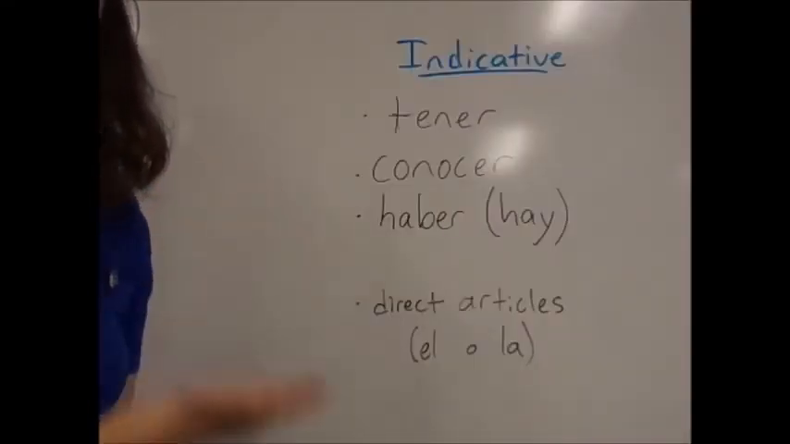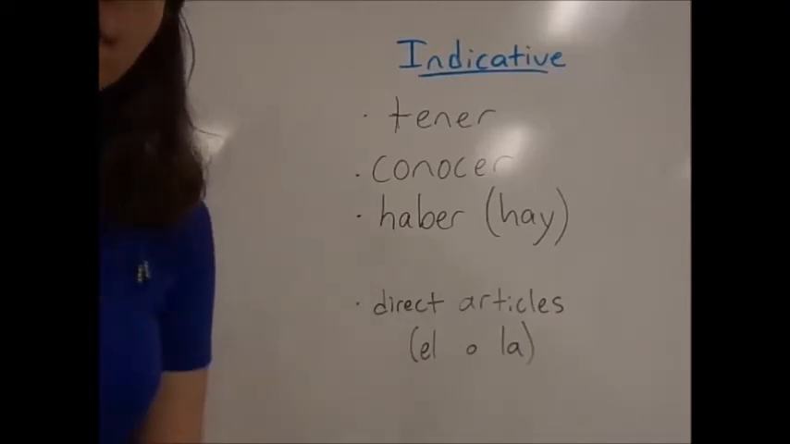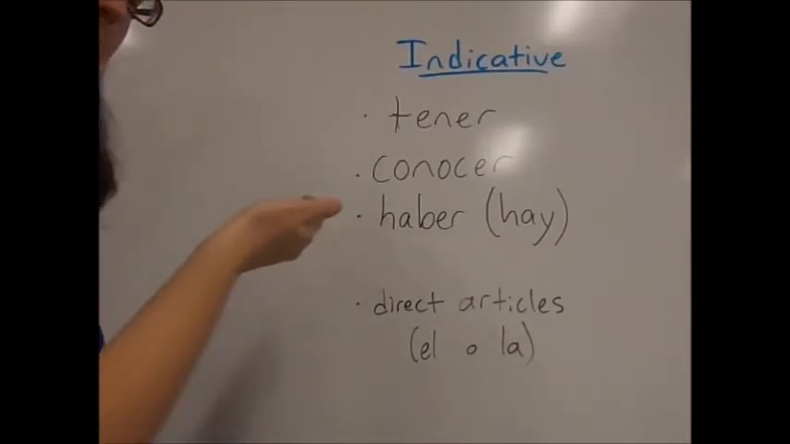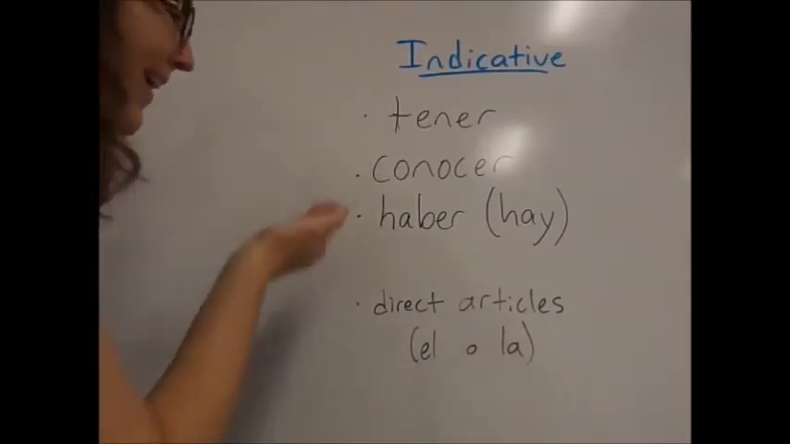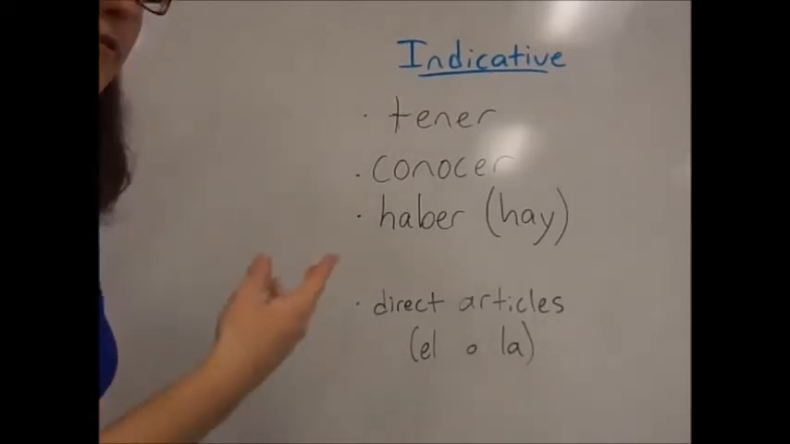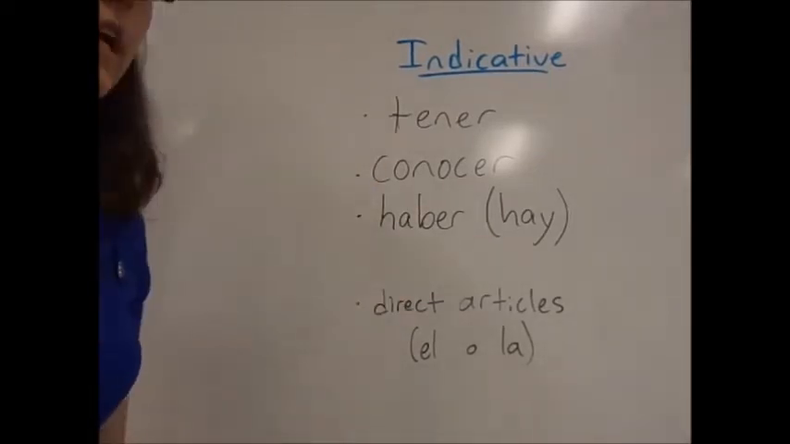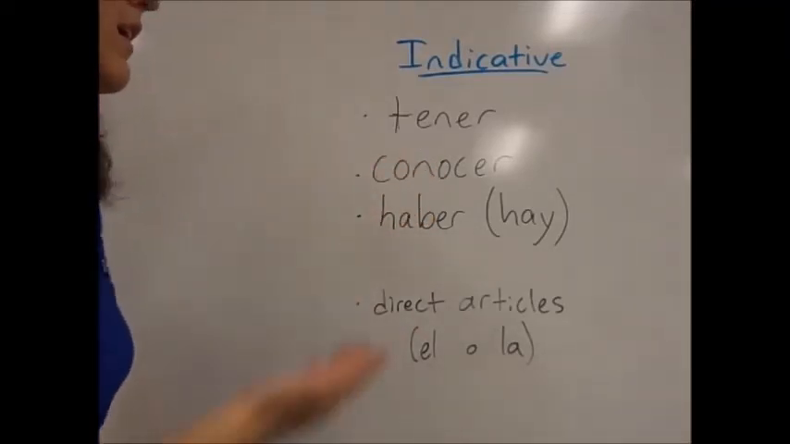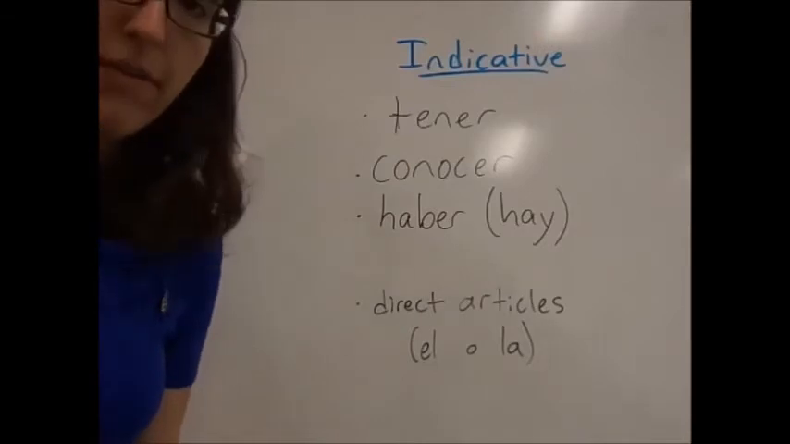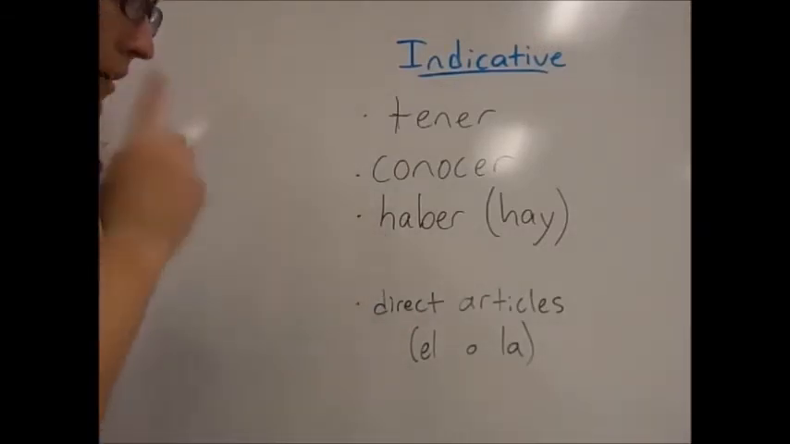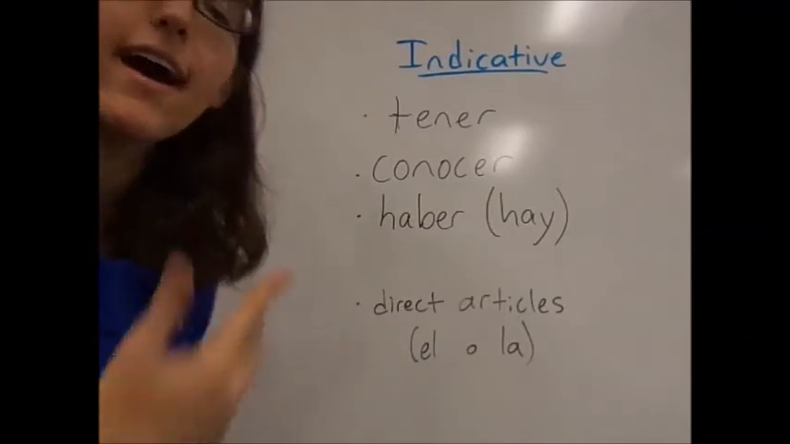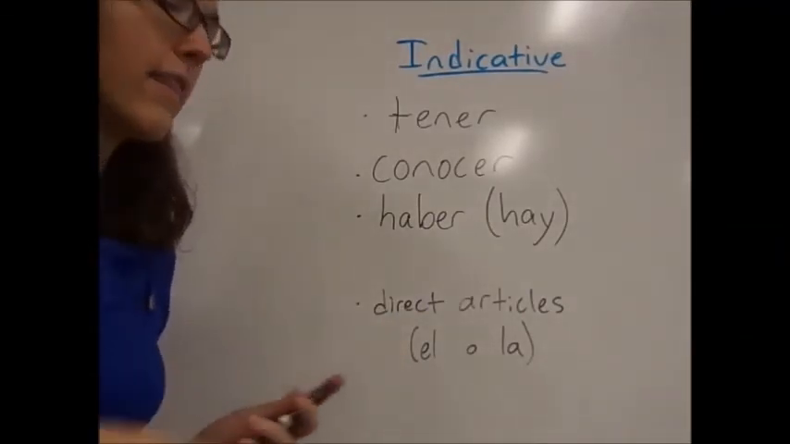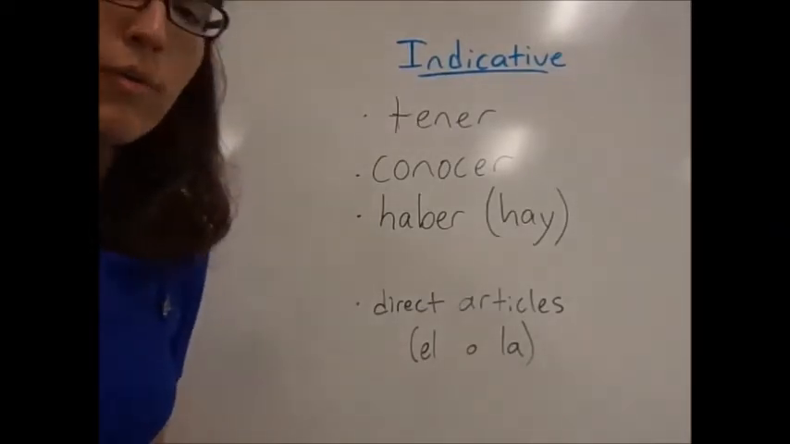Here are some verbs that are commonly used when setting up adjective clauses. In other words, these verbs go in the first part of the sentence. Tener, conocer, and haber. You could say, I have a friend, or she has a friend, or you have a cat. If you know somebody, obviously it's indicative because you know they exist. And then finally, haber, the form that you're familiar with is hay. That means there is or there are. So I could say, there is a student who always does their homework.